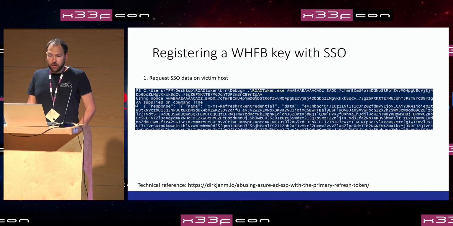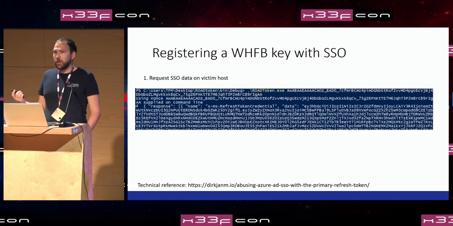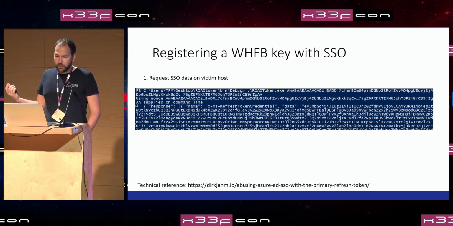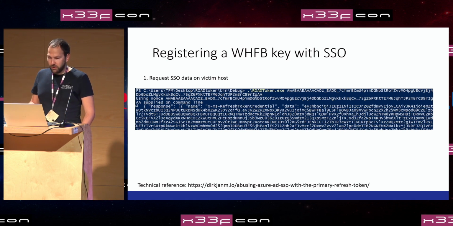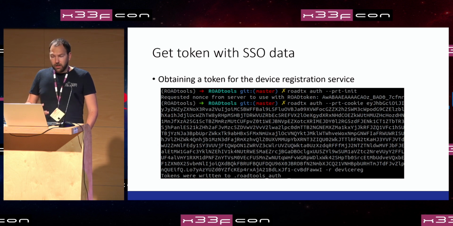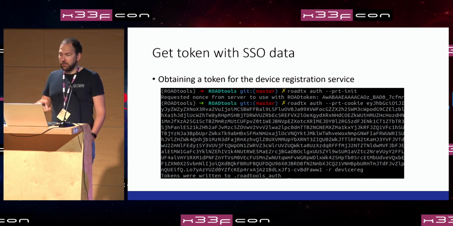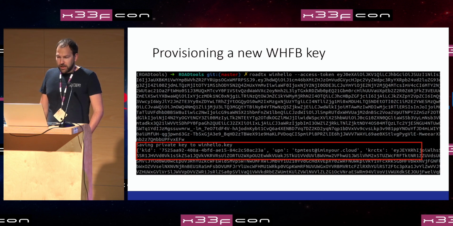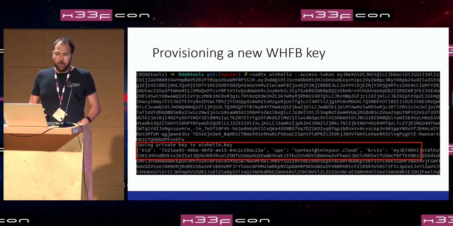So this is how that looks. In this case, I'm using ROADtoken. There are also other ways to do this. There are some beacon object files for Cobalt Strike if you want to do this. Basically request the single sign-on data, and then you can use that to get a token. So you can get a token for the device registration service using ROADtx, for example, and this PRT cookie, as it's called. And then with this access token, you can basically provision a new Windows Hello for Business key.